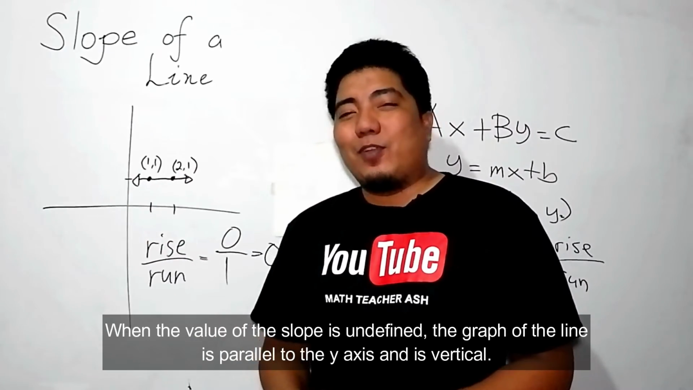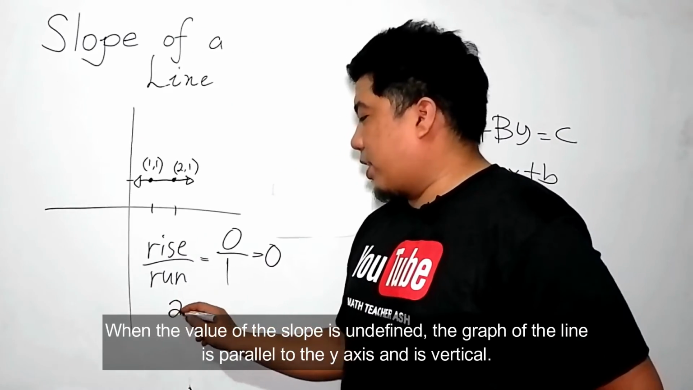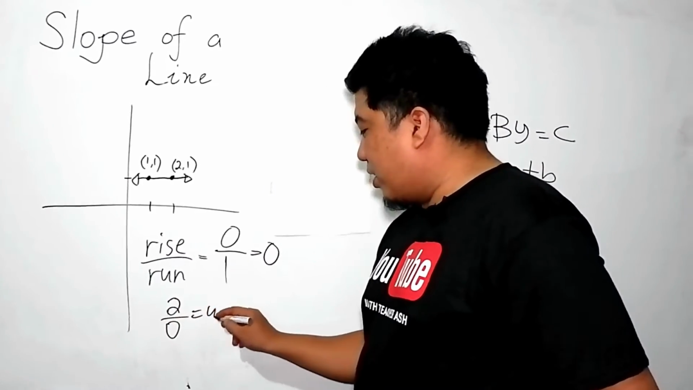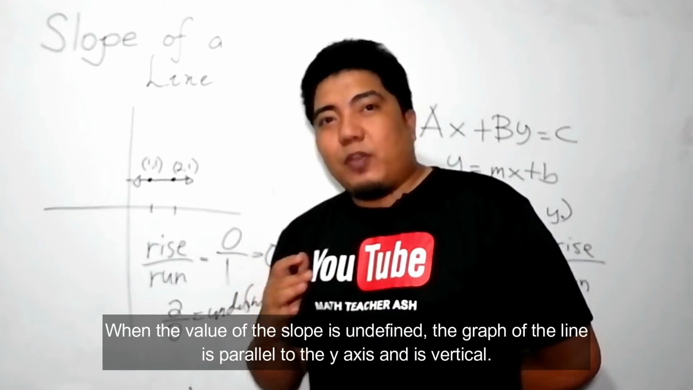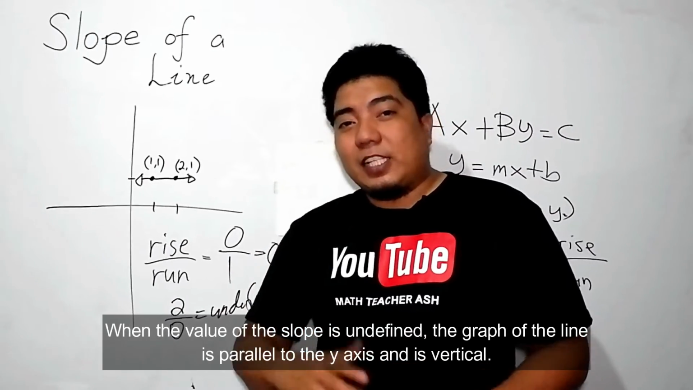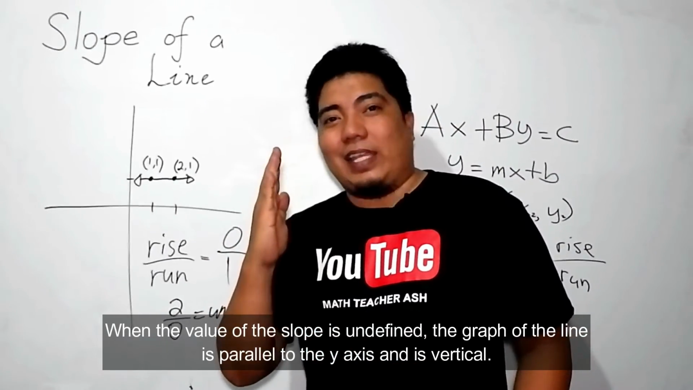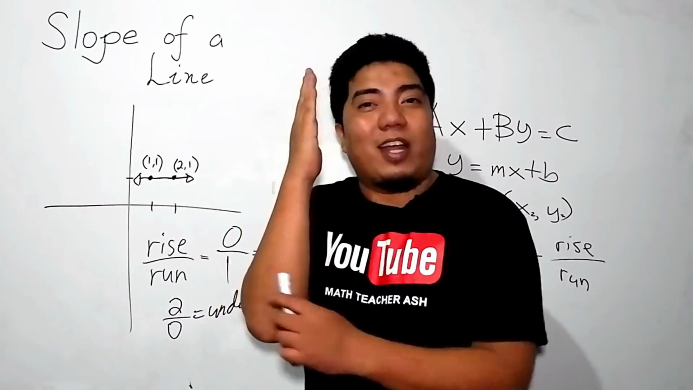If the value of your slope is undefined, meaning you have, let's say, 2 over 0, that is undefined, right? If your value is undefined, therefore, your graph is like this, a vertical line. Why? Because you have a rise, but you don't have a run.